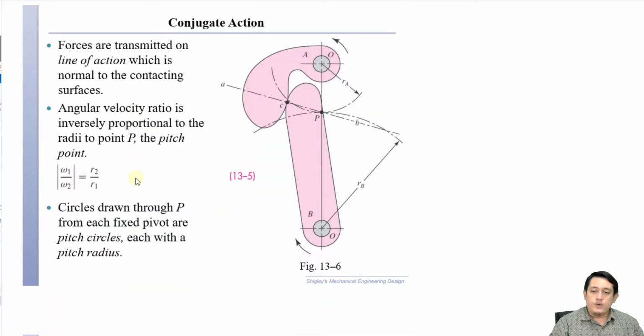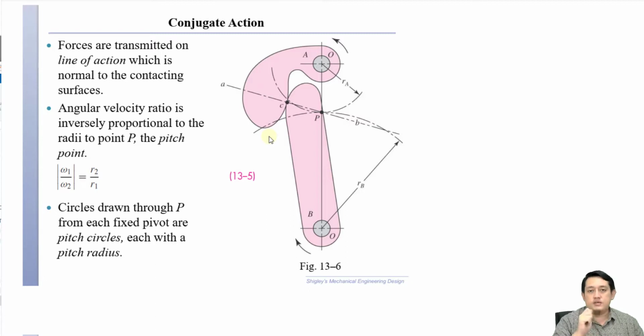So when we are in a conjugate action, the angular velocity ratio is inversely proportional to the radius to the pitch point P. This is the relation of the gear here: the angular velocity ratio is equal to the radius, R.